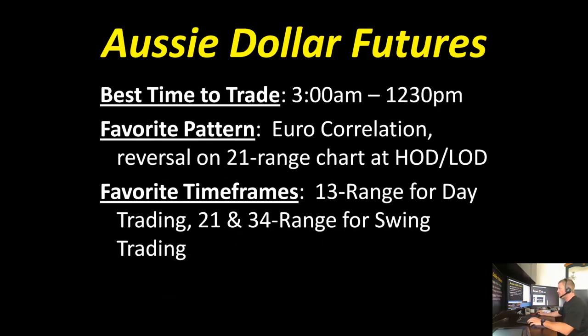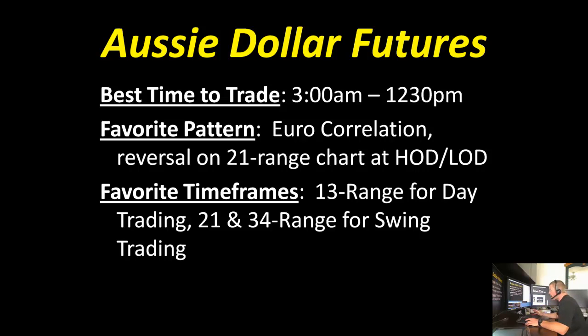Now the best time to trade the Aussie, early morning, 3 a.m. Eastern time. Now I live in Los Angeles, so 3 a.m. Eastern time is about midnight Pacific time, which means, again, overnight here in the US. My favorite pattern is the euro correlation. I use a 21 range chart at the high of day or the low of day, and I'm selling the highs in the Aussie, I'm buying the lows in the Aussie. So again, I'm going to watch the euro correlation, watch with the dollar, and then look for that 21 range chart. I'm going to be taking reversals and continuation patterns on that 21 range chart. And remember, most of these will be happening overnight or early morning Eastern Standard Time.